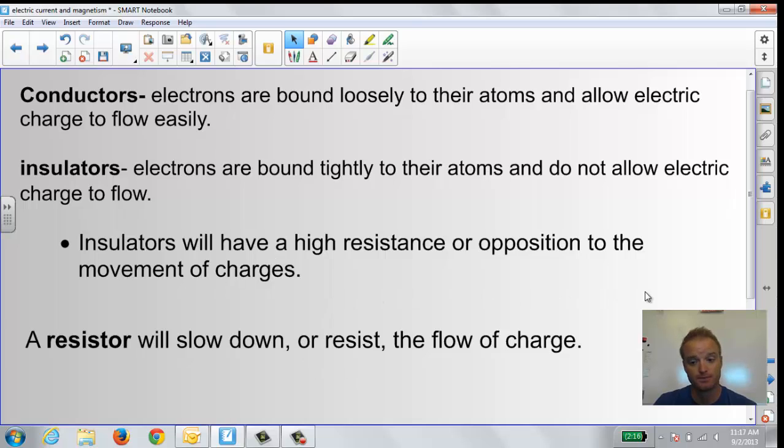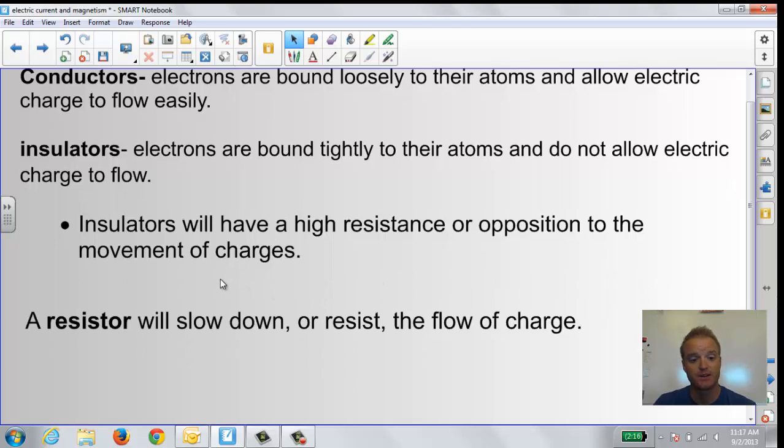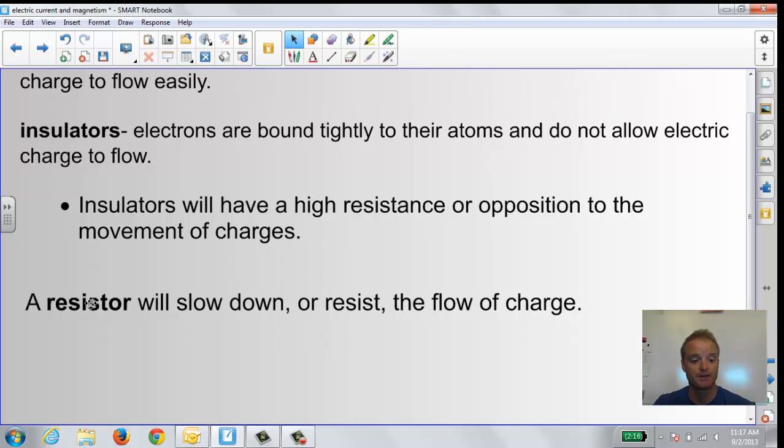So with insulators, as a side note, we'll have a high resistance, or opposition, to the movement of charge. We call how easily or how hard it is for electricity to flow the idea of resistance. It slows down or interferes with electricity as it flows. So simply put, the light bulb on the circuit would be a resistor, and a resistor will slow down or resist the flow of charge.